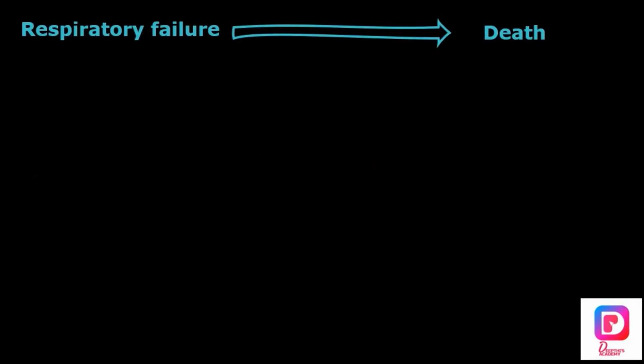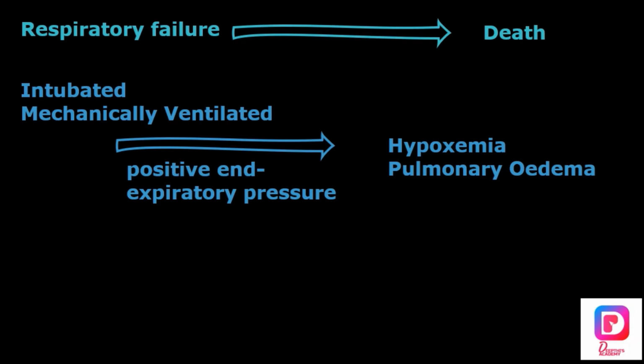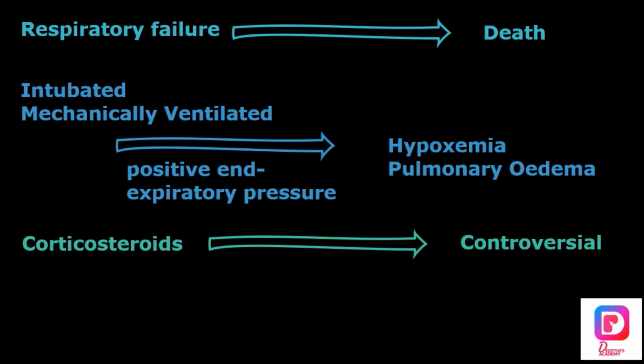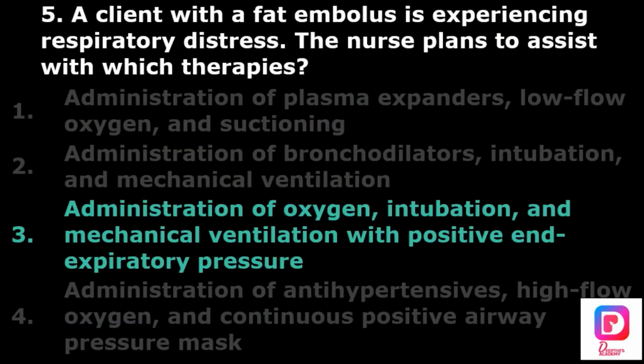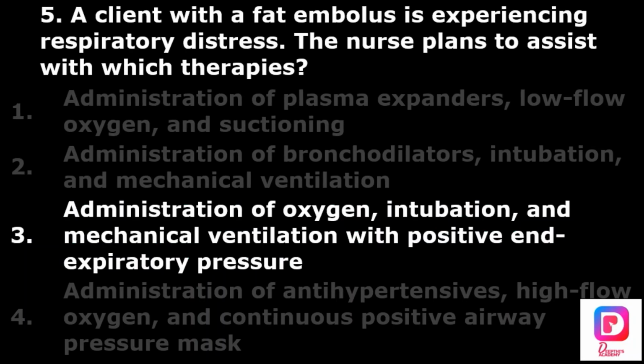Respiratory failure is the most common cause of death after fat embolus. The client may be intubated and mechanically ventilated with positive end respiratory pressure to treat the significant hypoxemia and pulmonary edema. The use of corticosteroids is controversial. When given, these agents are used to treat inflammatory lung reactions and control cerebral edema. Hence, the right answer is administration of oxygen, intubation and mechanical ventilation with positive end respiratory pressure. The remaining options are incorrect. Let's see the next question.